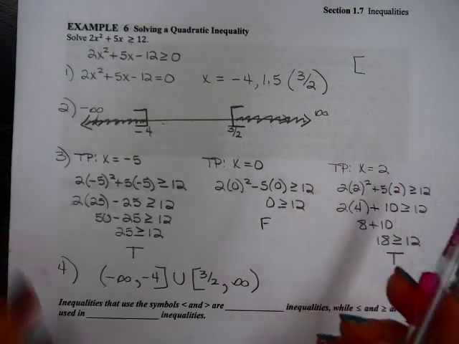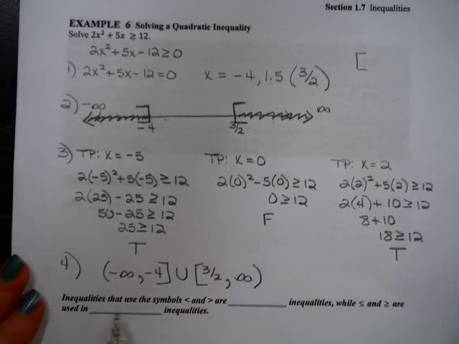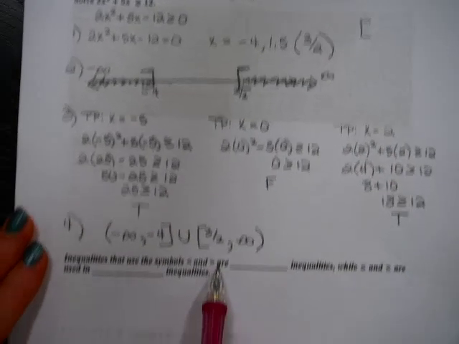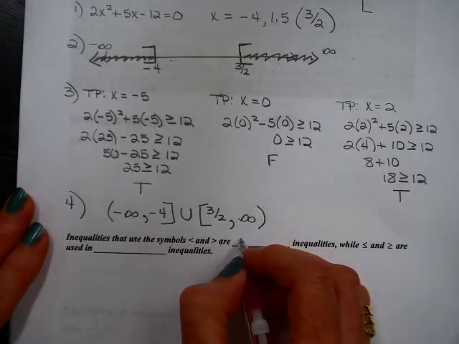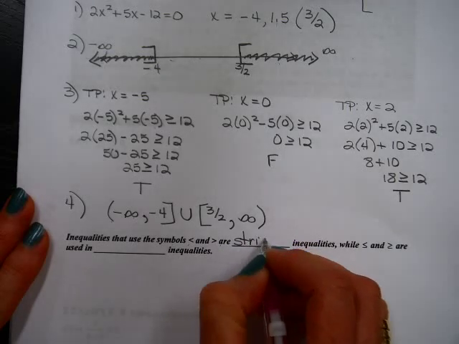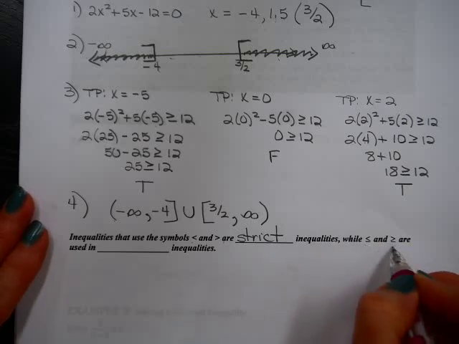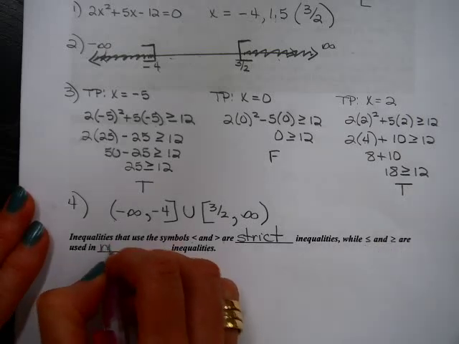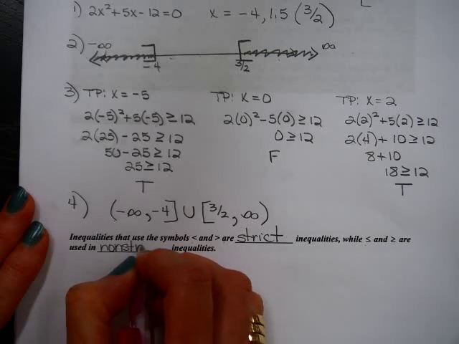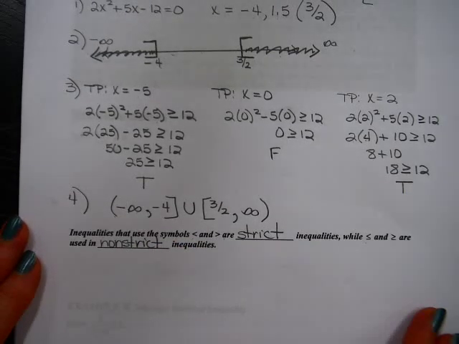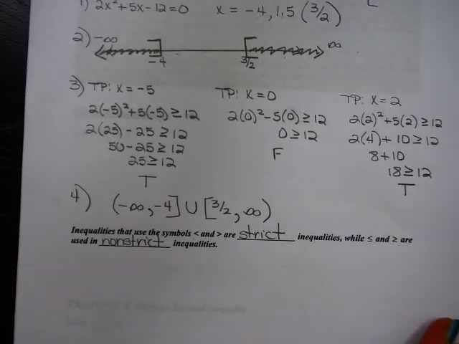Now, inequalities that use the symbols less than and greater than are called strict inequalities, while less than or equal to and greater than or equal to are called non-strict inequalities.